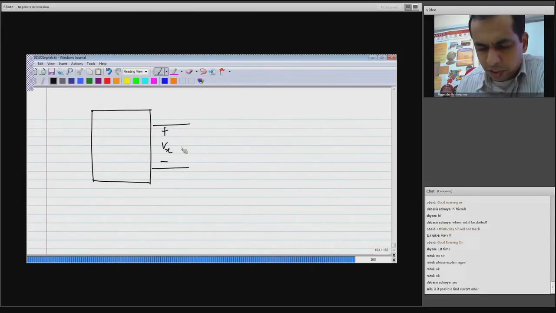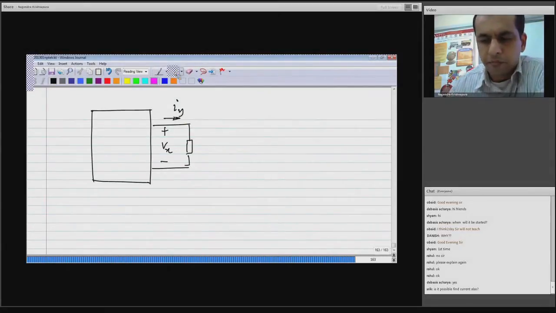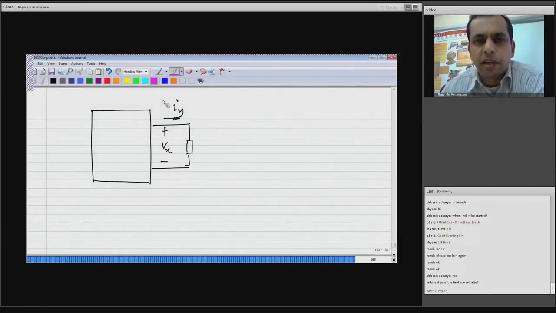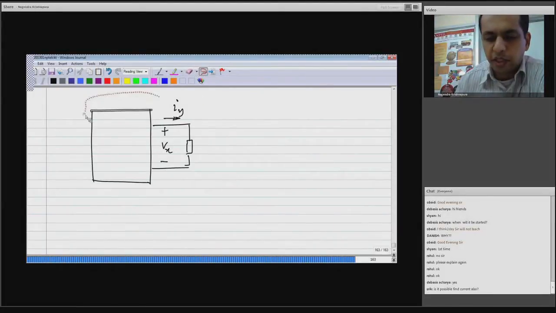let me call this Vx, and then there is a certain branch, and that is IY or something. Now if this circuit is linear, then this Vx and IY, any of these quantities, can be found from superposition. That is, any branch voltage or any branch current can be found from superposition. So that applies to any quantity that you would like to find.